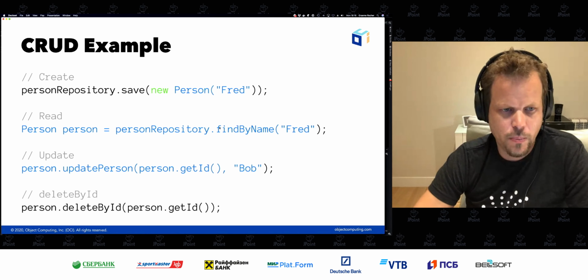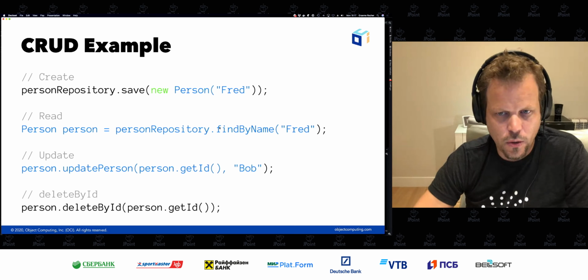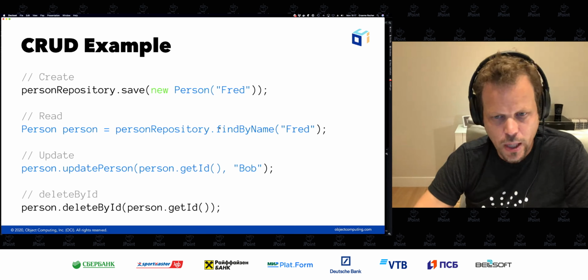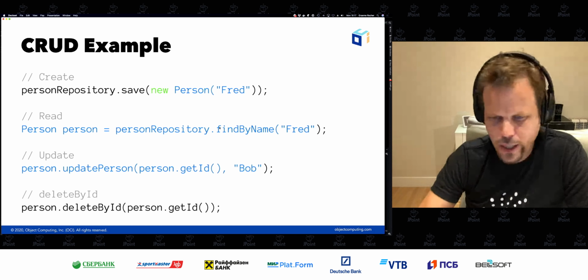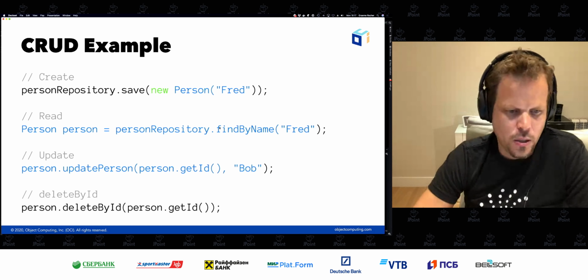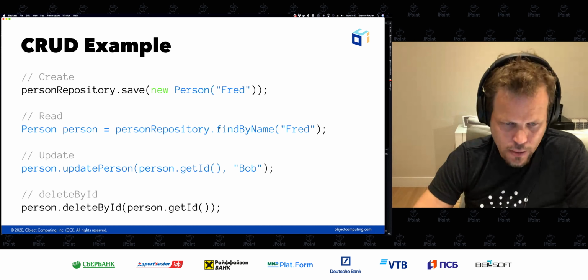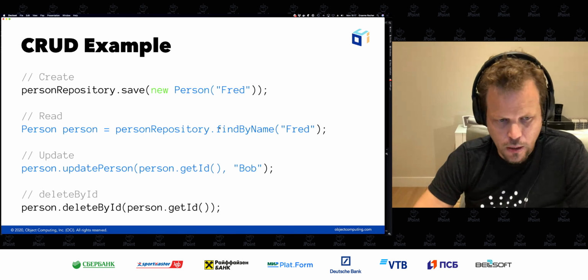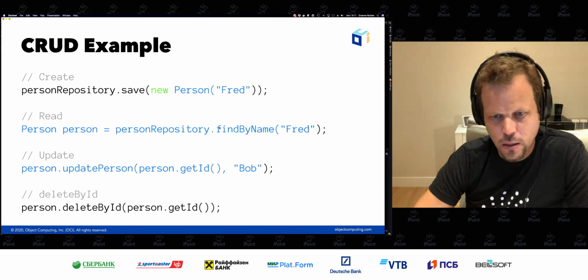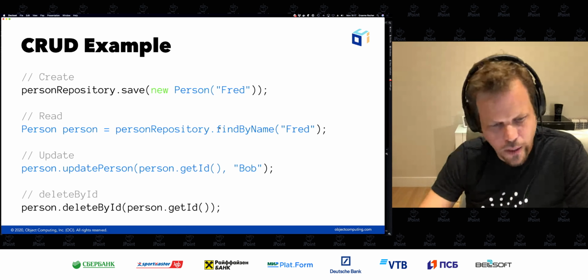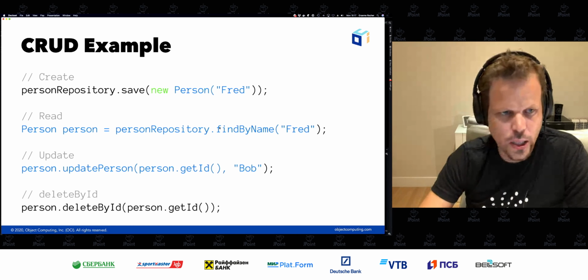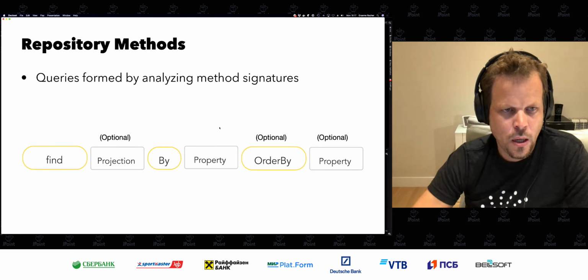So in a typical CRUD example, you can inject the repository, instantiate an object, and call save, and then to read back, you can query, for example, findByName to find that person. You can do batch updates, using, say, updatePerson, passing in the ID and the properties you want to update, and you can delete by ID or by name or whatever. So that's what CRUD looks like.